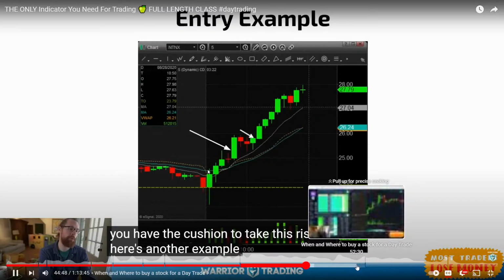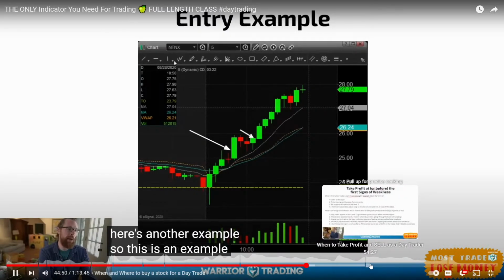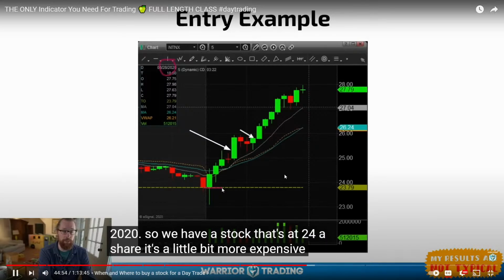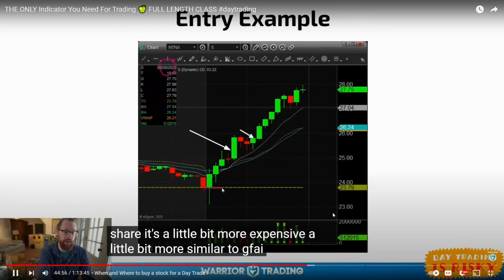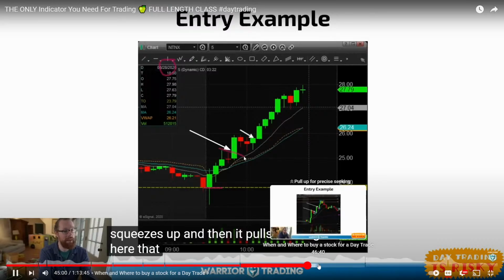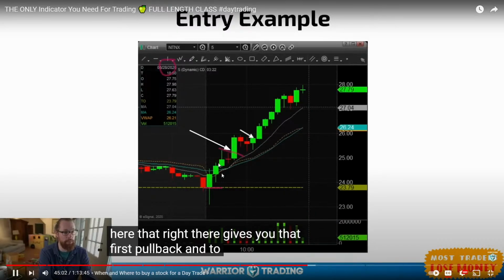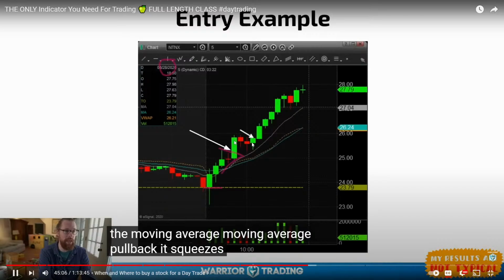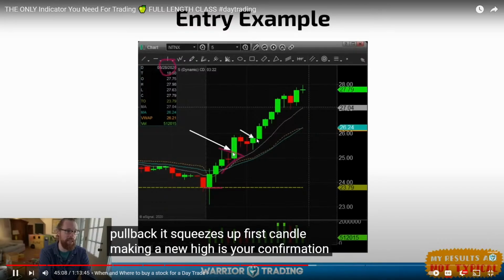Here's another example. This is an example of a chart from 2020. We have a stock that's at $24 a share. It's a little bit more expensive, a little bit more similar to GFAI today. It squeezes up, and then it pulls back right here. That gives you that first pullback, and it's a pullback right to the moving average. Moving average pullback, it squeezes up. First candle making a new high is your confirmation.